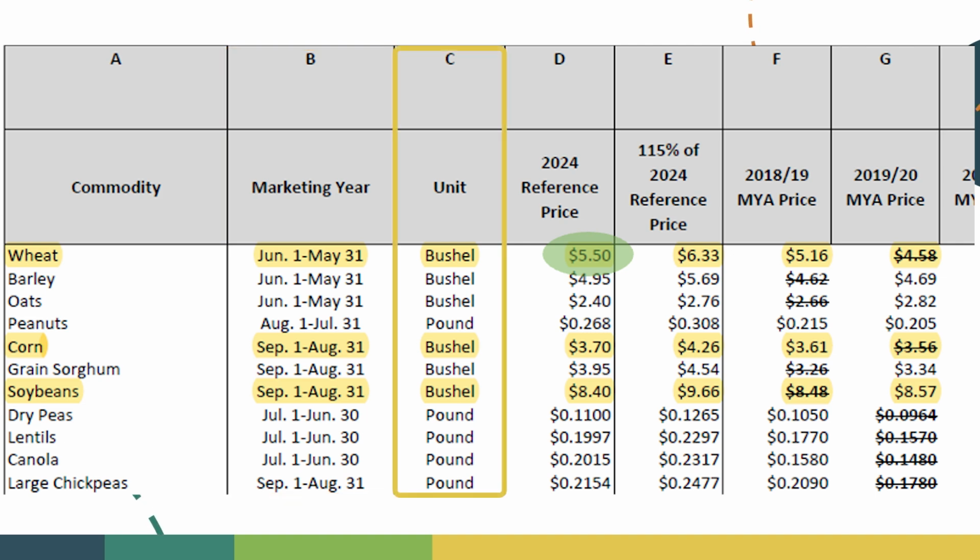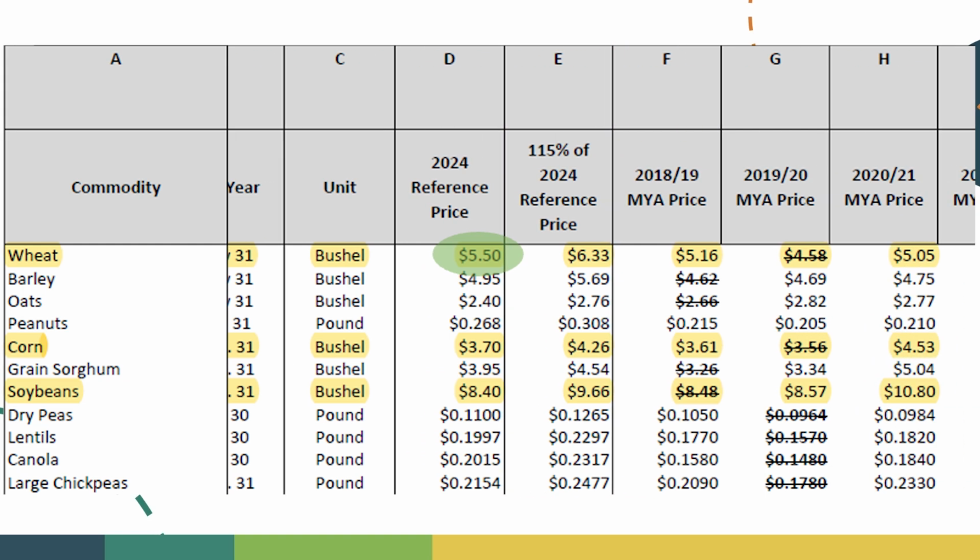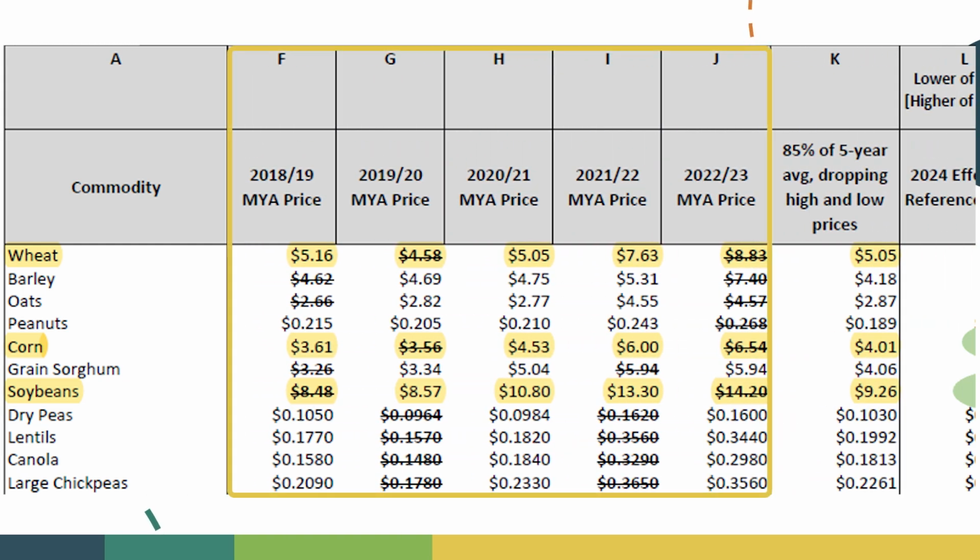They are figured by bushel, and you always hear about the reference prices and possibly how low they are, or that they are trying to update them and get them a little bit higher. So it's $5.50 on wheat, $3.70 on corn, and $8.40 on beans. Then column E actually comes into play. We haven't gotten a chance to take advantage of it, but we will come back to that in brief. F through J, we are going to be talking about 2018 through 2022 prices.